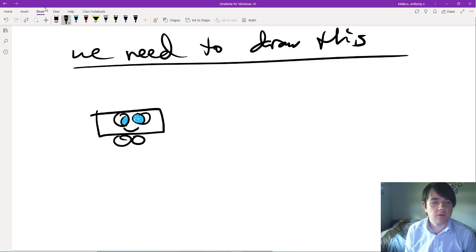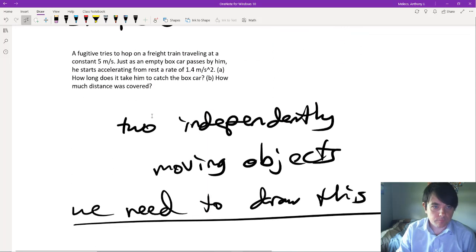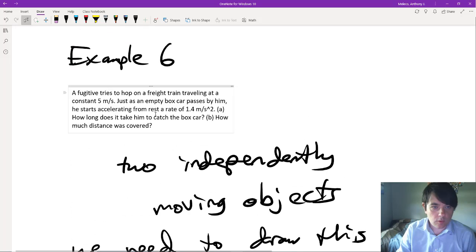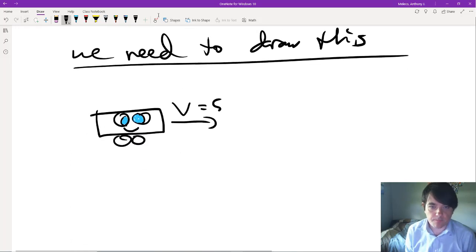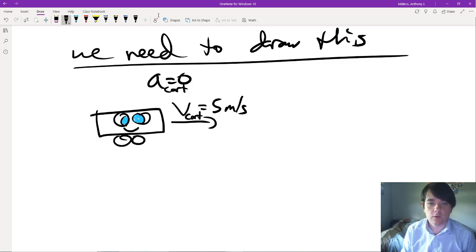Looks alright. And he's moving at a constant v equals 5 meters per second, okay? And because it's constant, a is 0. Just stating this, just so we know. So a cart, or freight train, v train, let's use train. It's more explicit.